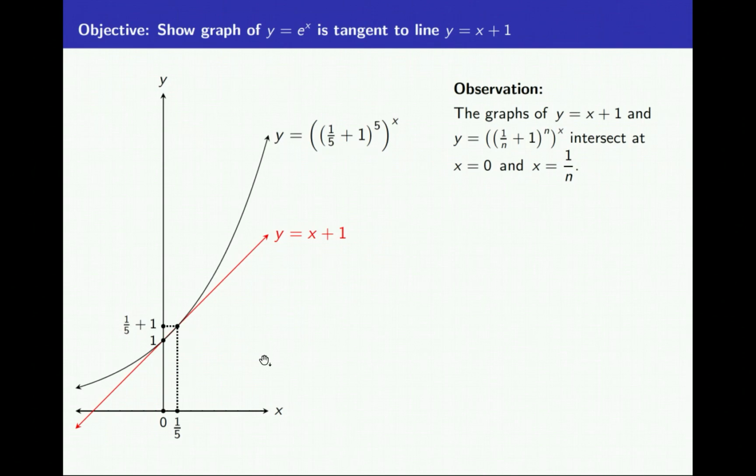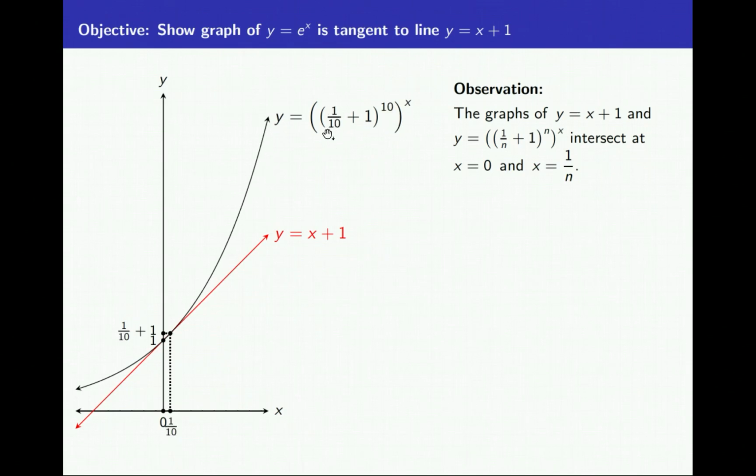Increasing n to 5, we get a new exponential function. It crosses the red line at 0 and 1/5. Here is n equals 6. Y equals 1 over 6 plus 1 to the power of 6 to the power of x. Crosses at x equals 0 and 1/6. And here we want our n values to get bigger, so let me jump from n equals 6 to n equals 10. So here's the graph of y equals 1 over 10 plus 1 to the power of 10, all to the power of x. And it crosses the red line at 2 points, they're very close together, at x equals 0 and 1/10.